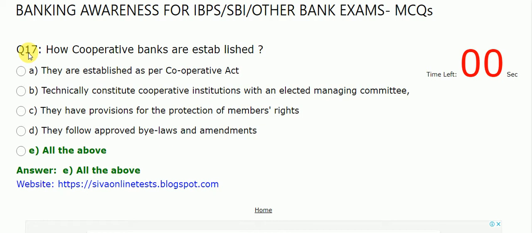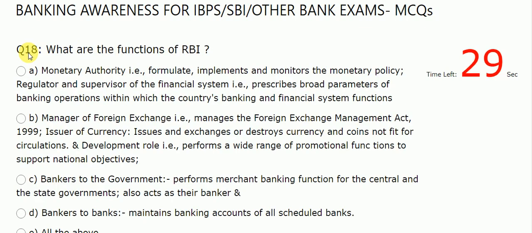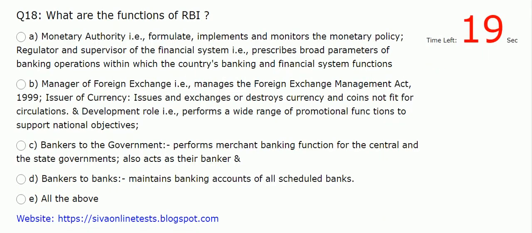Question 18. What are the functions of RBI? Options. A. Monetary authority, i.e., formulates, implements, and monitors the monetary policy. Regulator and supervisor of the financial system, i.e., prescribes broad parameters of banking operations within which the country's banking and financial system functions.